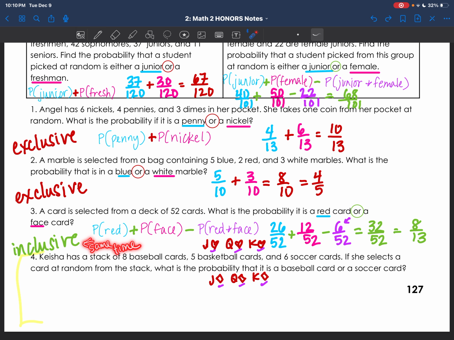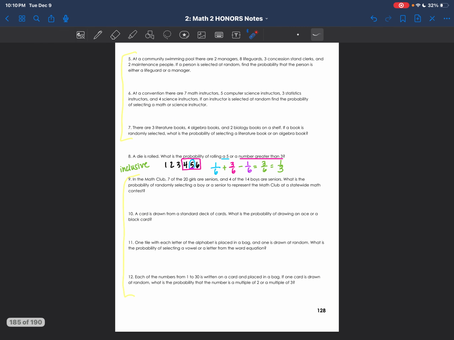All right, so I want you to go ahead and try. I'll erase that. Oh, actually, let me move it so I can keep my beautiful pictures. So beautiful. There we go. All right, so what I want you to do is write inclusive or exclusive for this problem, and then go ahead and solve it. And you're going to do the same thing here. You're going to write inclusive or exclusive for all of these, and then go ahead and solve them.